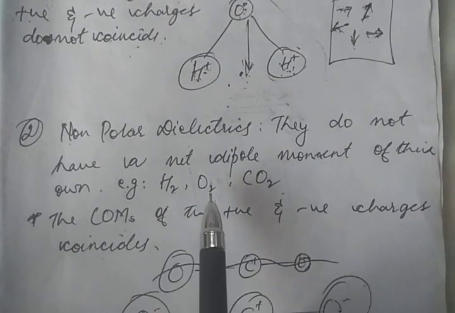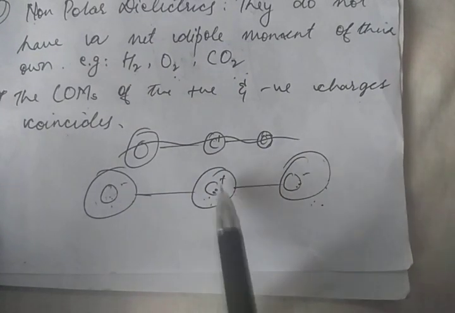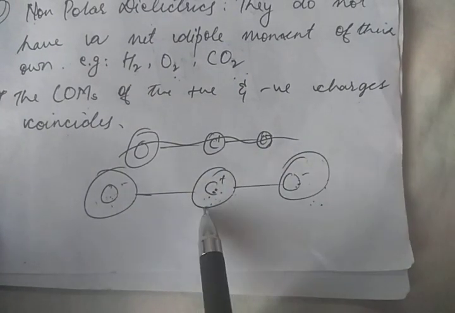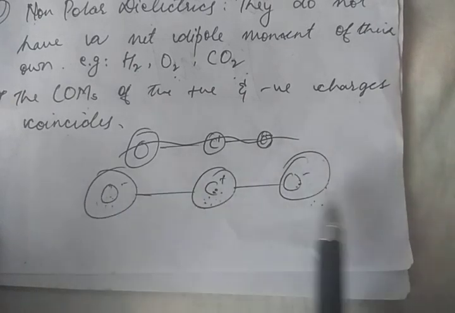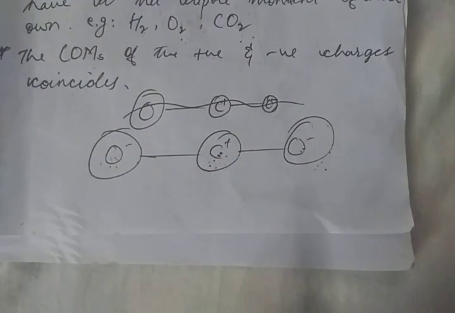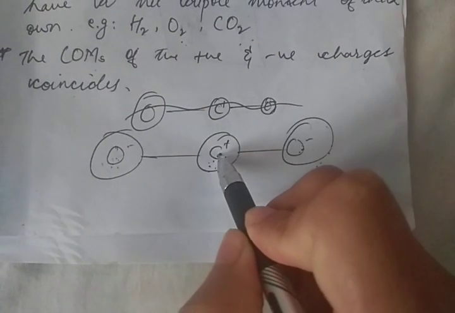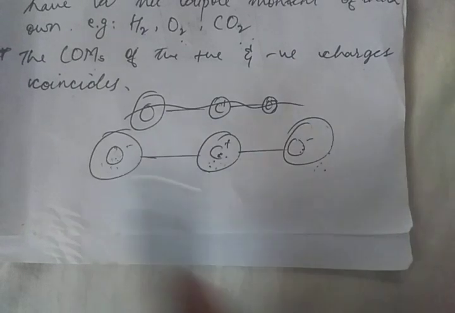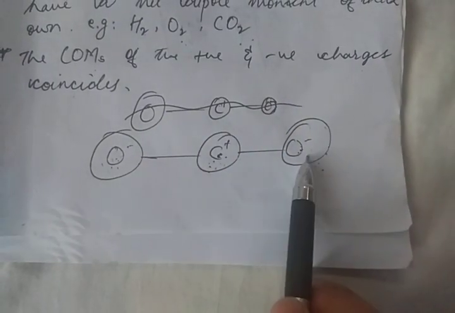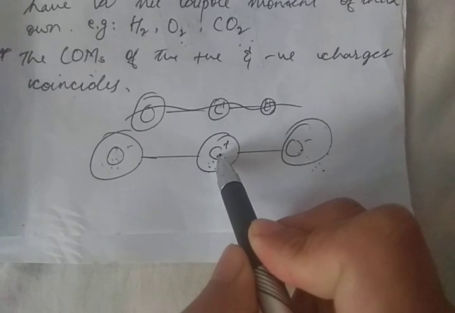For example, H2, O2, CO2. Let us look at CO2 over here. This is the structure of CO2. This positive ion, C plus, is at the center, and you have symmetrical O negative ions. When you look at the center of mass of C plus, it's over here, and the center of mass of the two negative charges is also over here, exactly at the center.